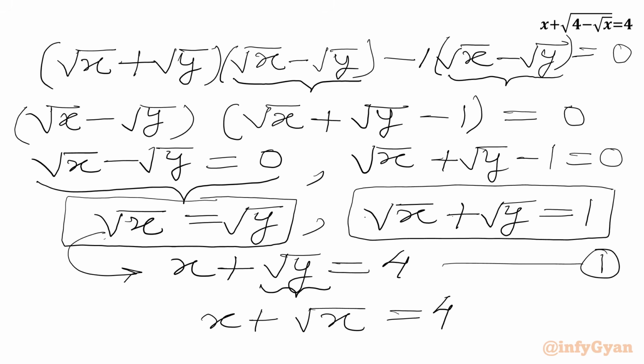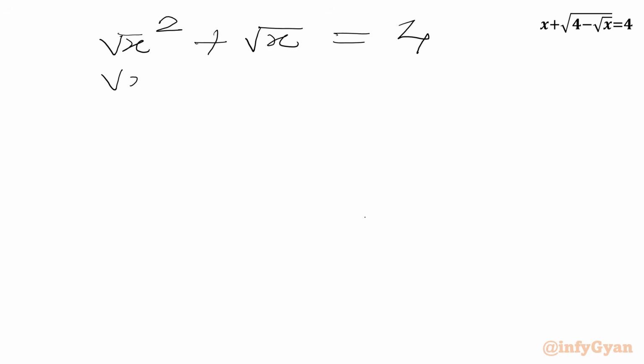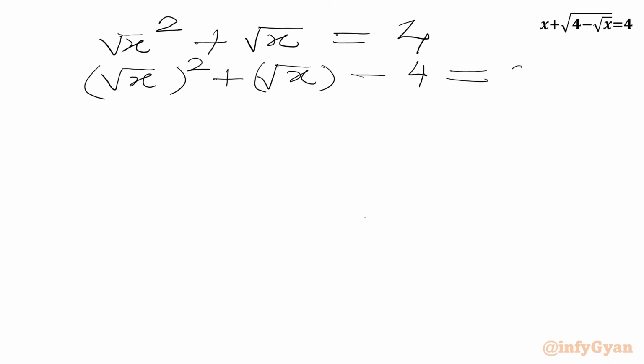Now x is square root x whole square. So I will write square root x whole square plus square root x equal to 4. Or we will write square root x whole square plus square root x minus 4 equal to 0. So this is one quadratic equation in the variable root x. We are going to write the direct solution in root x as we have a quadratic in root x.